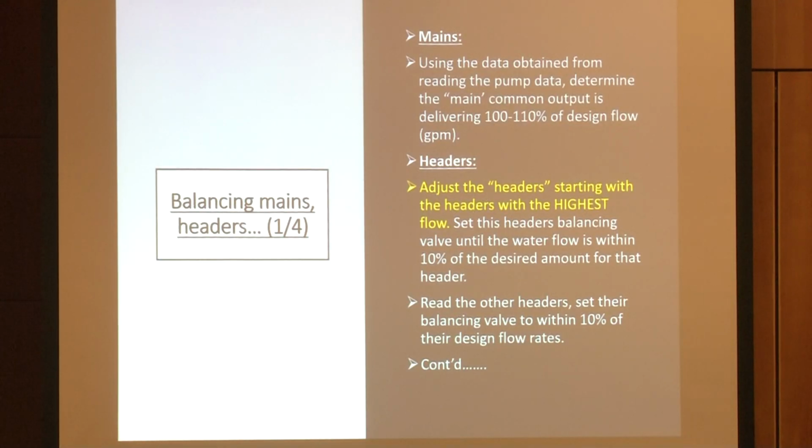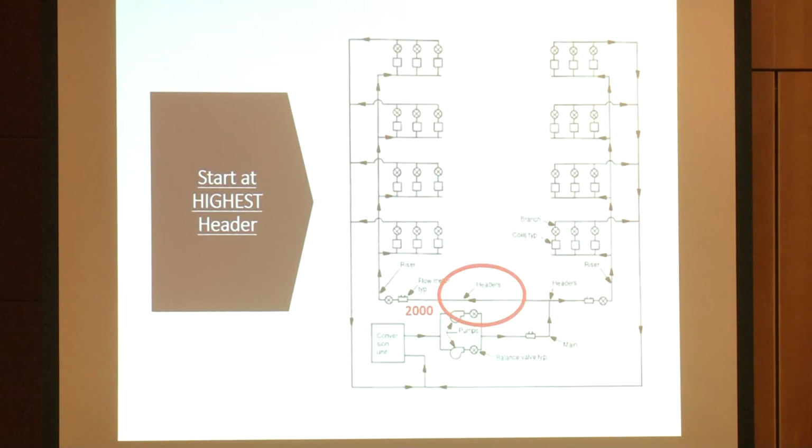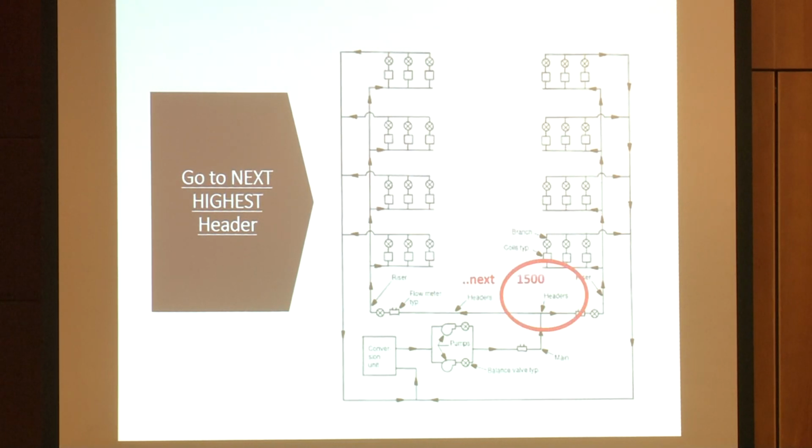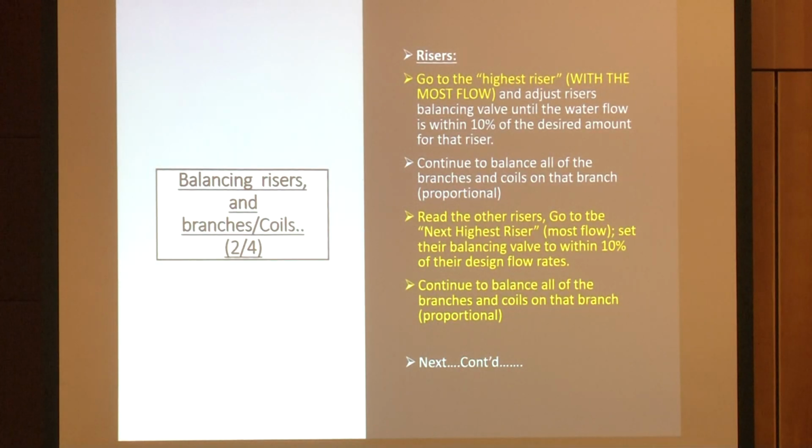So like we did with the air, we're going to start at that highest number with the highest flow, and we're going to balance the one that has the highest flow. So here we go, we're going to go to the one with 2,000. And we're going to balance that out to what we're looking for up here. And then we're going to go to the next one and balance that out. Now we have the water balance from the main into the two headers, and we're in good shape. Where do we go next?